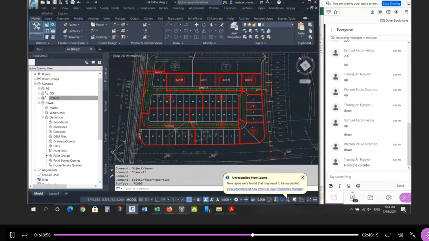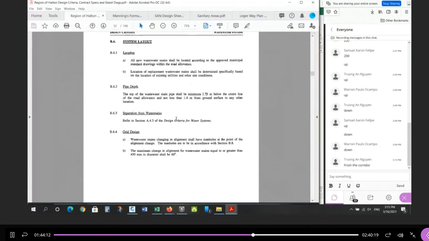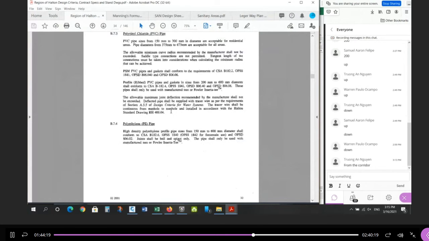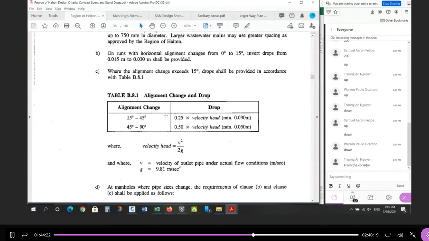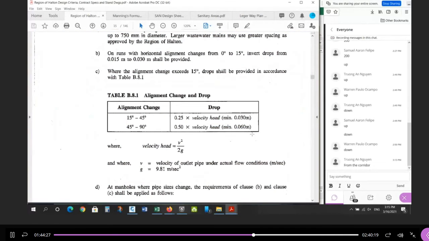Okay. So what are the minimum drop requirements? Remember, in Richmond Hill, we have the same two requirements. There's two options, whichever one is bigger. So let's look at the standards again. If we go back to Halton Region, we want to look at the minimum drop. Should say something about it here. Okay, now they want you to calculate the drop based on the change in direction. See, the minimum is 0.03 and 0.06 for almost 45 degrees or almost 90 degrees.